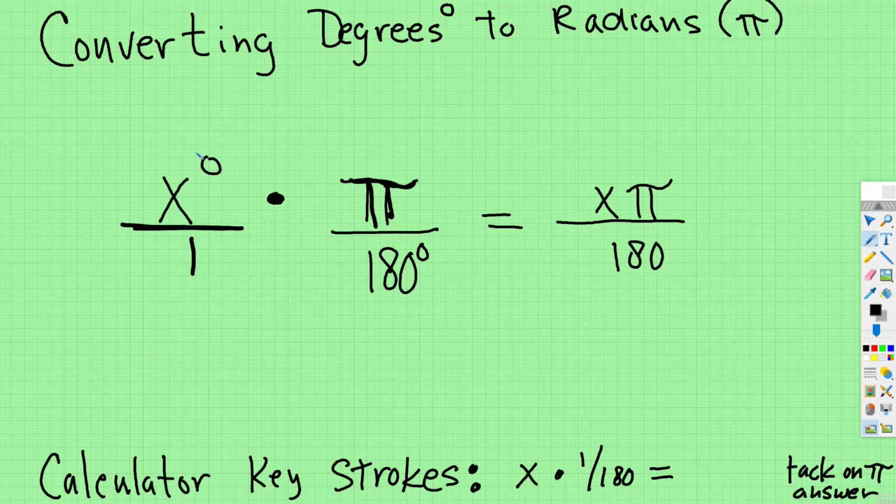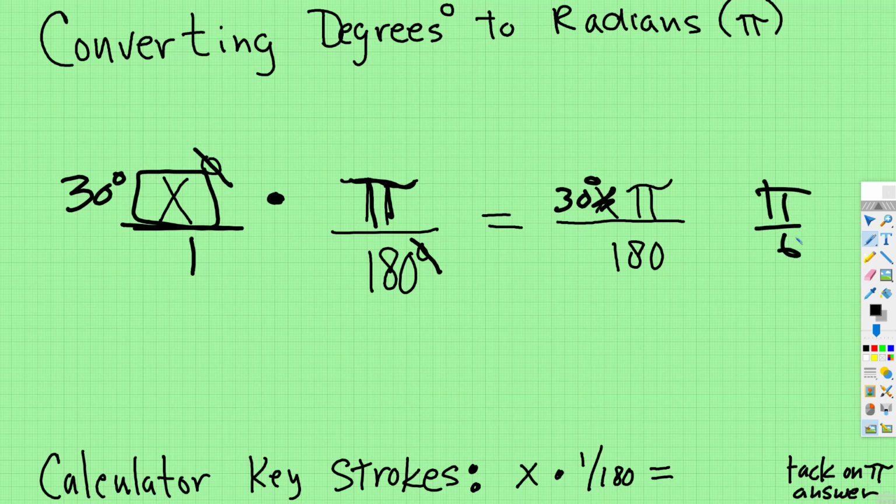And notice this degree symbol and this degree symbol cancel. And now whatever this measurement was, it becomes x times pi over 180. So let's say that was 30 degrees. So instead of x, we have 30 degrees. Well, with your calculator, or this one's pretty easy, 30 goes into 180 6 times, but they're not always going to be that easy.